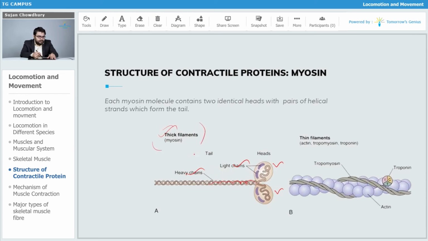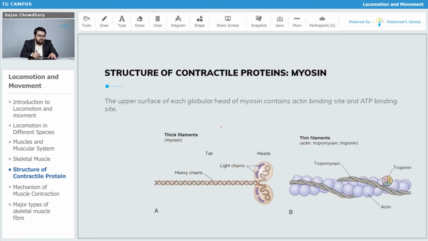Each myosin molecule will contain two identical heads which are exact replicas of each other. And there will be pairs of helical strands arising from each of the heads which will form the helical tail of the myosin.